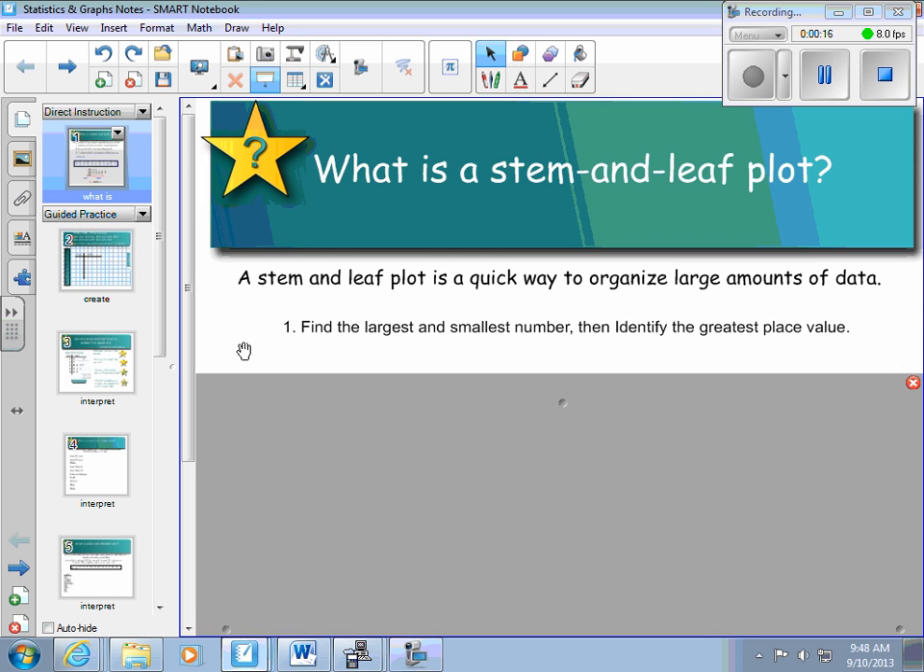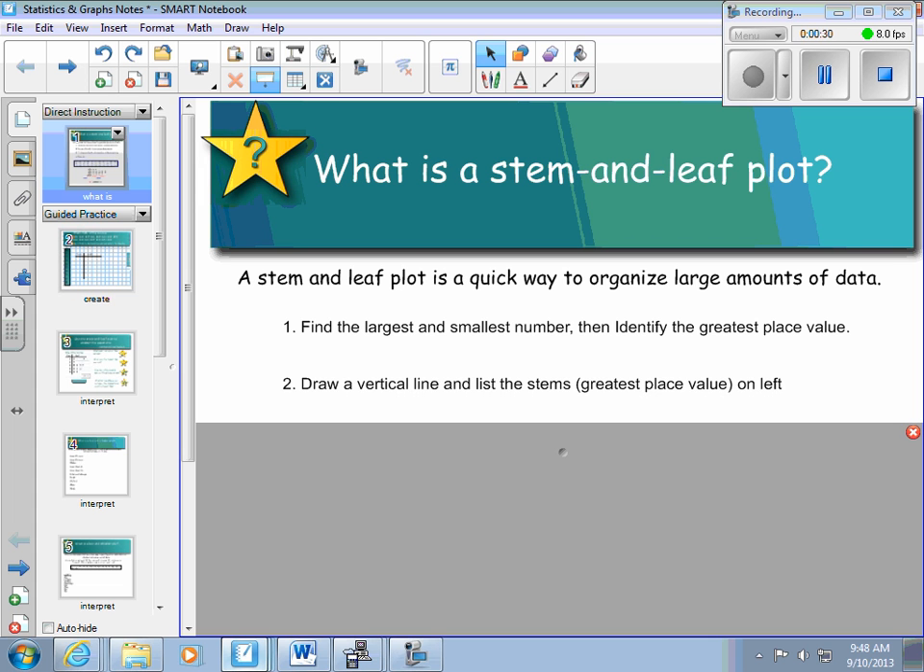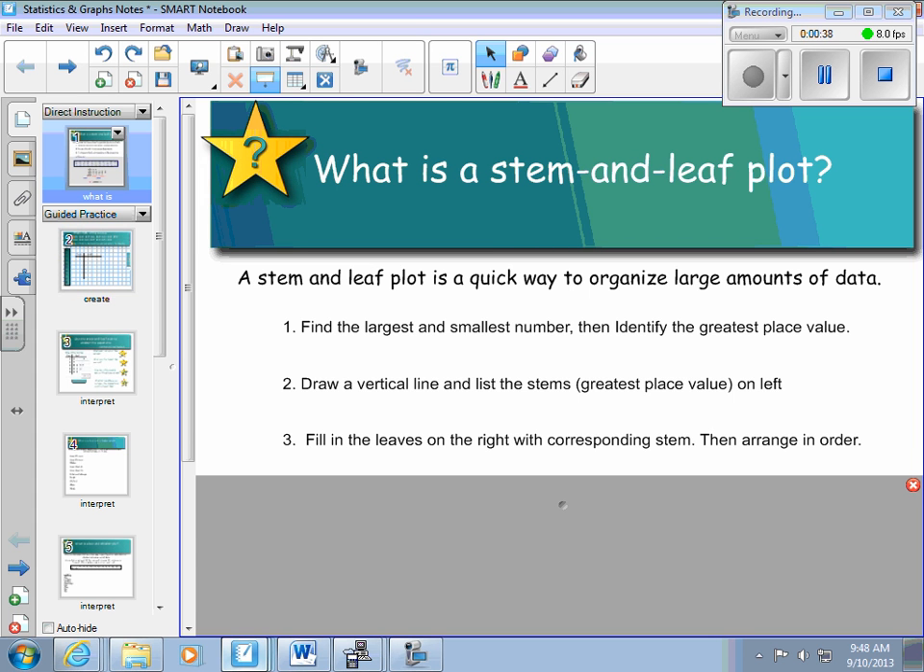When you are creating a stem and leaf plot, the first step is to find the largest and smallest number and then identify the greatest place value. Step 2. Draw a vertical line and list the stems, which is the greatest place value, on the left. Our next step is to fill in the leaves on the right with the corresponding stem number and then arrange them in order.